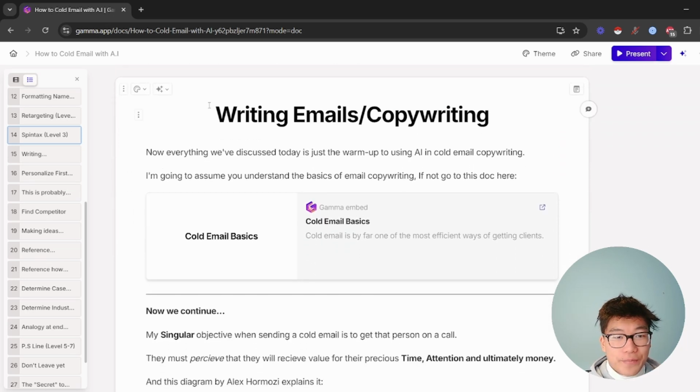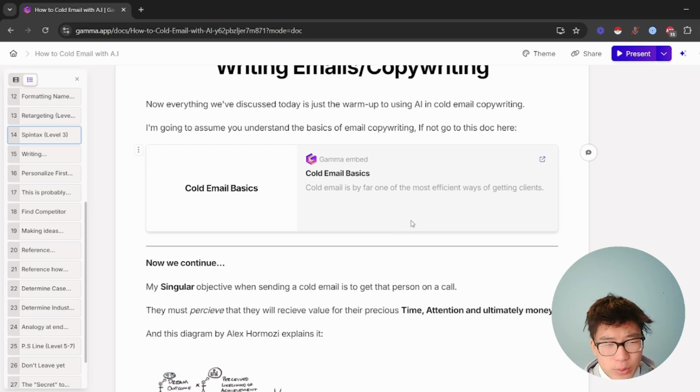So, email copywriting. Everything we've discussed today is just a warm up to using AI in cold emailing. I'm being serious, you're about to make some serious money. I'm going to assume you understand the basics of email copywriting. If not, go to this doc here, the cold email basics doc. It's another one that's in here. There should be another video on it as well.